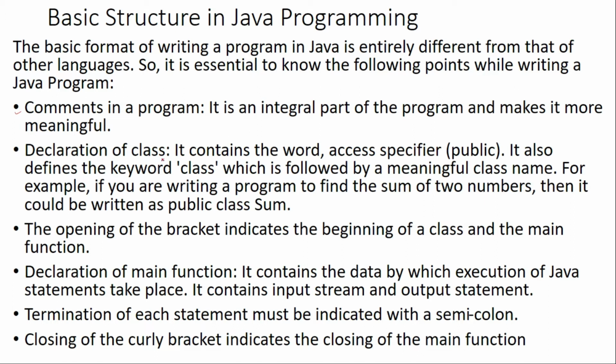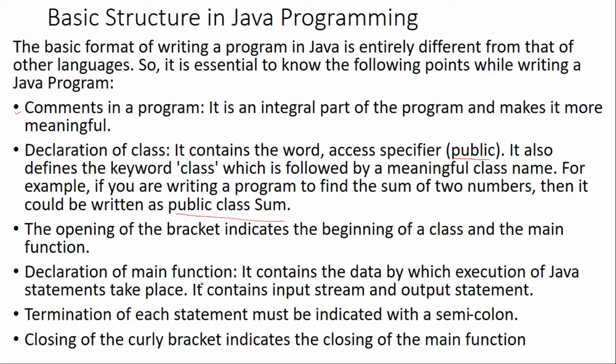Next, declaration of class. It contains the word access specifier, that is public. It also defines the keyword class, which is followed by a meaningful class name. For example, if you are writing a program to find the sum of two numbers, then it could be written as public class sum. The opening of brackets indicates the beginning of a class and the main function.